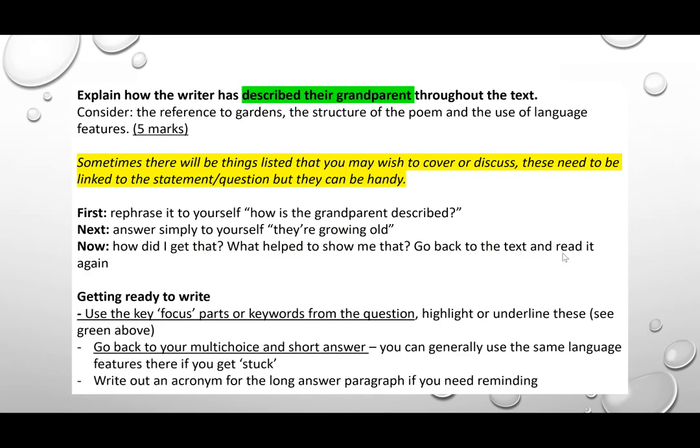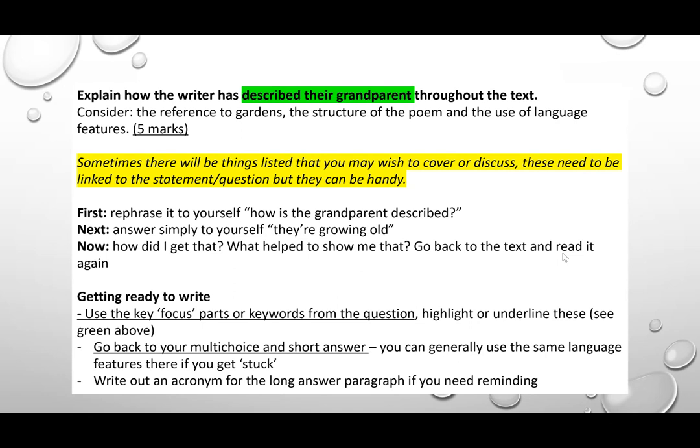And then how to make a long answer response. So it's important to read the question carefully, and I like to highlight or underline my keywords. As I've said there in yellow, sometimes there will be things listed that you may wish to cover or discuss. So there'll be bullet points that might say something like, you may wish to include how the grandparent is shown, how the narrator feels, the experience of old age. You can include them, but you are not compelled to. They can be helpful, but you've just got to make sure they still link to the question.